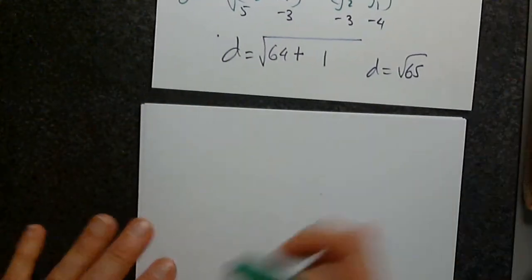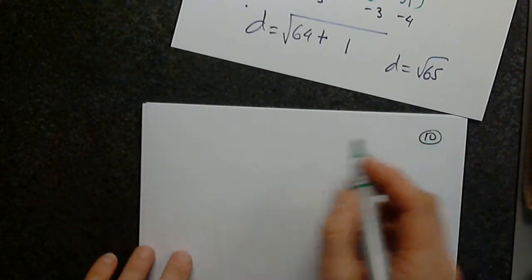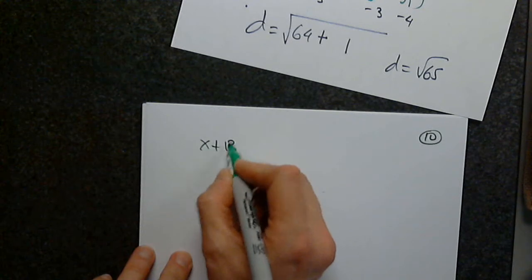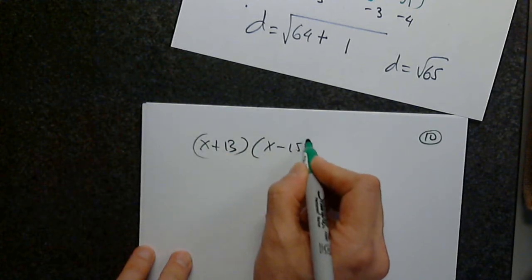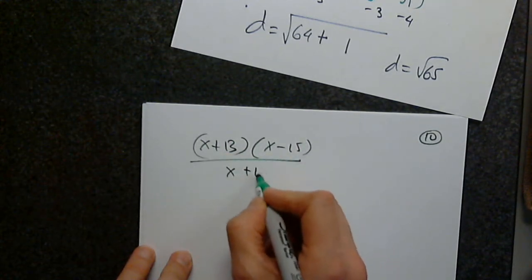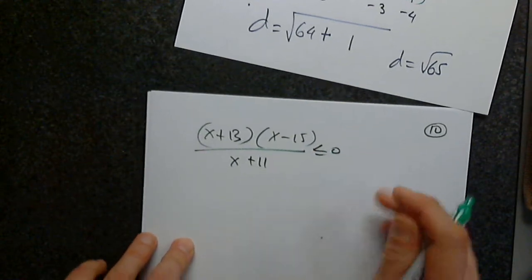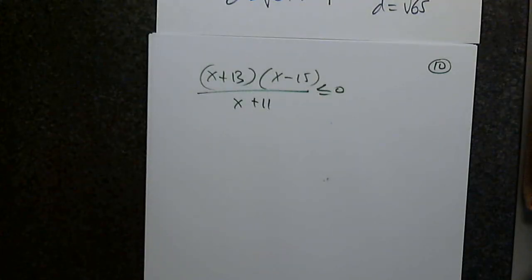Okay. So we're looking at number 1. We have x plus 13, x minus 15, and x plus 11, less than or equal to 0. You will remember them. You have another week.